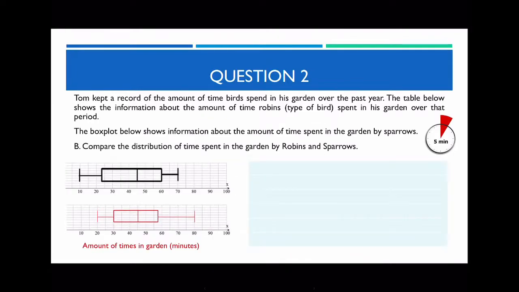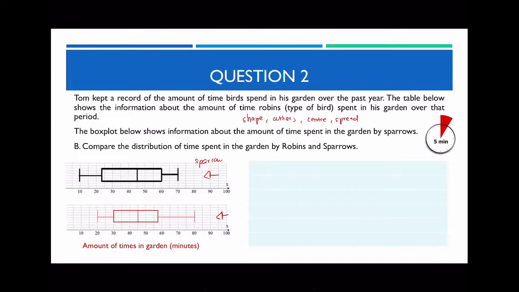Once you've done that, the question then asks you to compare the distribution of time spent in the garden by robins and sparrows. So over here was in part A. Now this over here is the graph that shows you the amount of time spent by sparrows. Now, if I was to compare this, remember, you need to compare it by the SOCS, which is the shape, the outliers, if they have any, then you talk about the center, followed by the spread. And generally, you do this in this particular order.